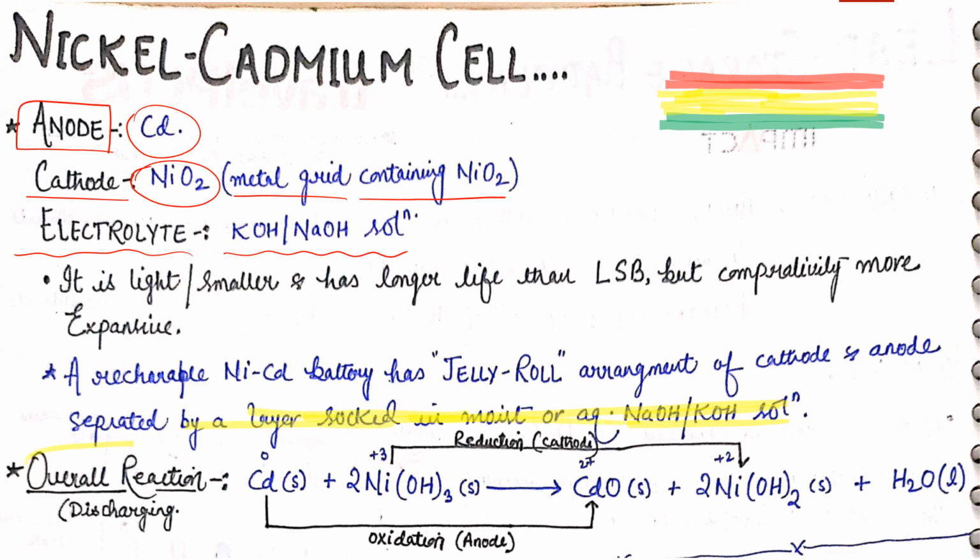The overall reaction of the nickel cadmium battery can be represented as this. You can see that cadmium undergoes oxidation while nickel undergoes reduction. So the working of the nickel cadmium battery, or in general all batteries, is a redox reaction.